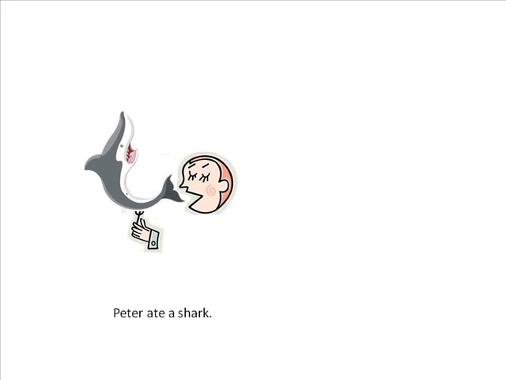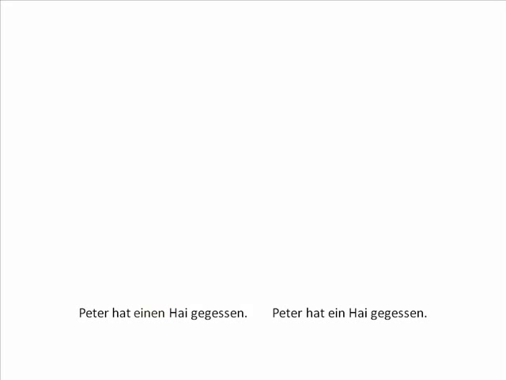In our example, the only determiner, adjective or pronoun is the determiner a before shark. So we have a choice between the sentences Peter hat einen Hai gegessen, Peter ate a shark, and Peter hat ein Hai gegessen, a shark ate Peter.